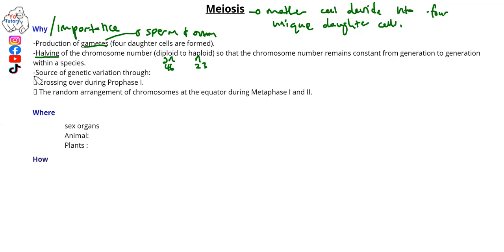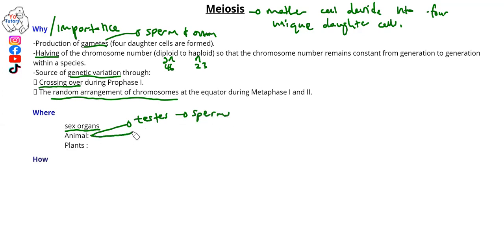Now, the major importance is that it is a source of genetic variation. Genetic variation is brought about through crossing over during prophase 1, and also random arrangement of chromosomes at the equator during metaphase 1 or metaphase 2. But the next question is, where does this take place? It takes place in the sex organs. In animals, it takes place in the testes to form sperms.